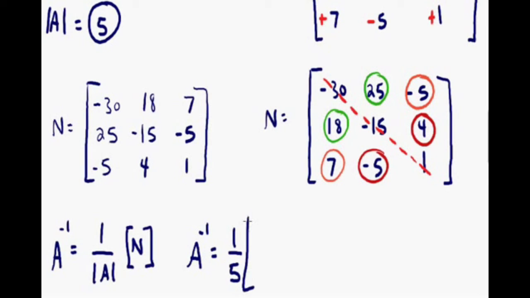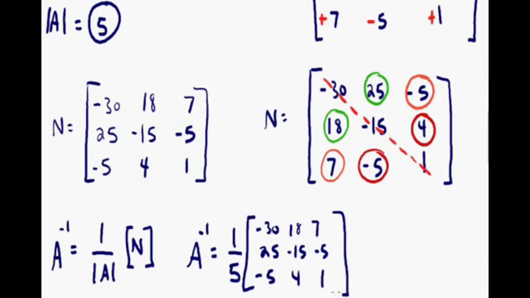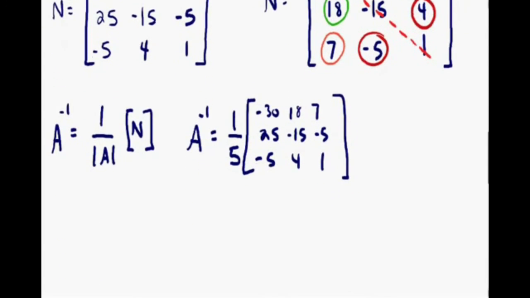And we know that our matrix N is equal to negative 30, 18, positive 7. Then we have 25, negative 15, negative 5. And we have negative 5, 4, and 1. And last but not least, this 1 over 5 is a scalar, so we need to multiply this by the entire matrix. So I'm going to scroll down once again, just to give myself a little bit more space.